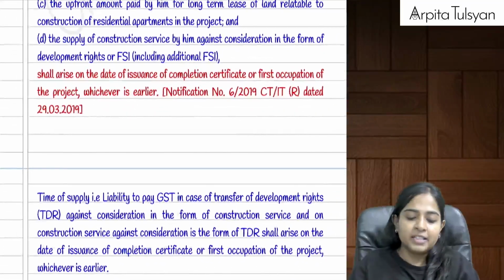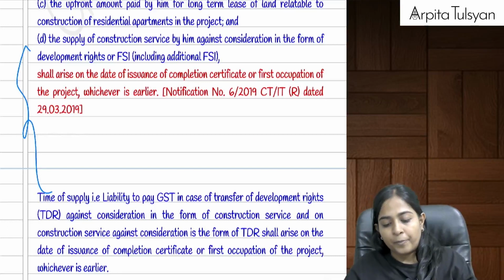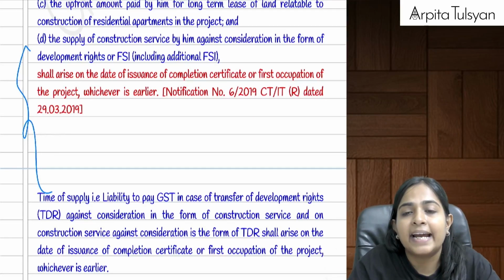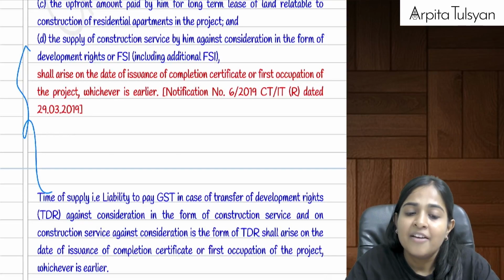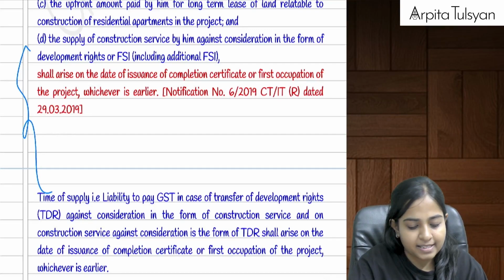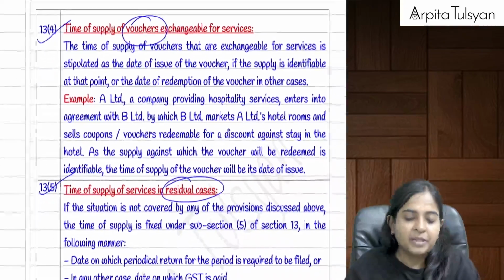Very clear with this? Yes, and this is written here in your book. Also, you should be able to recollect that the entire amount is not taxable. The entire consideration is not taxable. We have already discussed this in the previous chapters. Then after that, section 13(4).